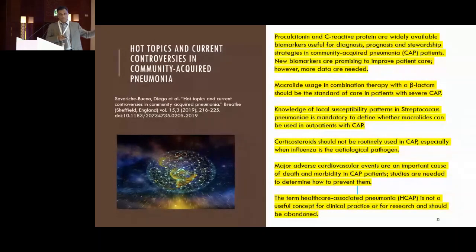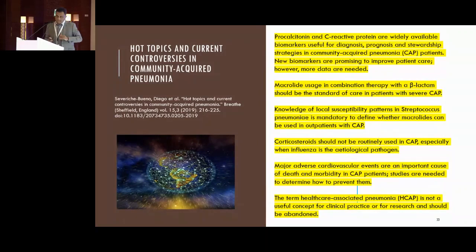So before I conclude my lecture, this was a good paper regarding controversies and topics in community pneumonia, on widely available biomarkers for diagnosis, prognosis, and stewardship strategies in community pneumonia, mainly prognosis and antibiotic stewardship. It is good.